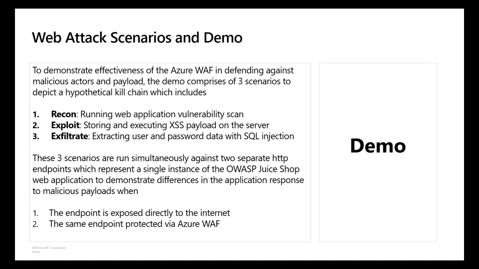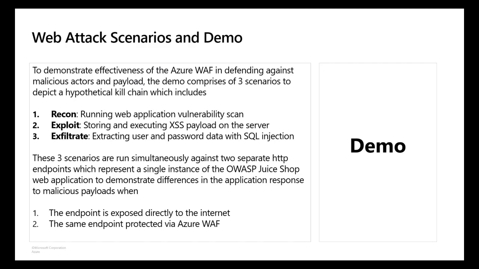We will run these 3 attacks against 2 distinct HTTP endpoints, both of which point to the same instance of the JuShop web application in the lab environment. The first endpoint is one which exposes the JuShop application directly to the internet, and the second endpoint is the one behind Azure WAF.